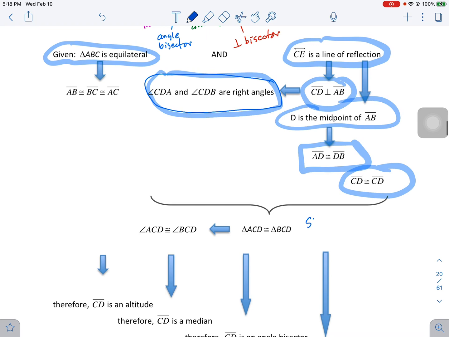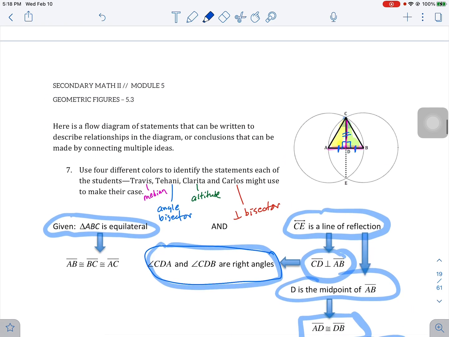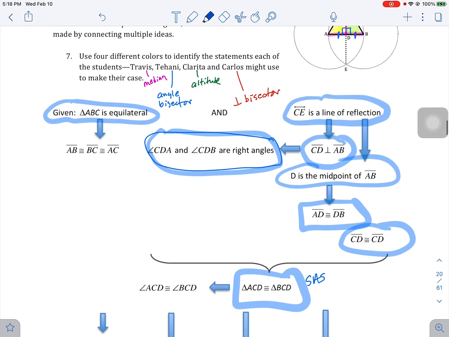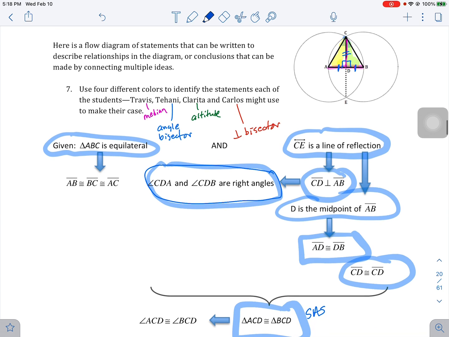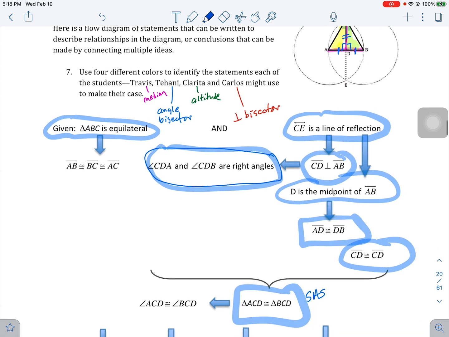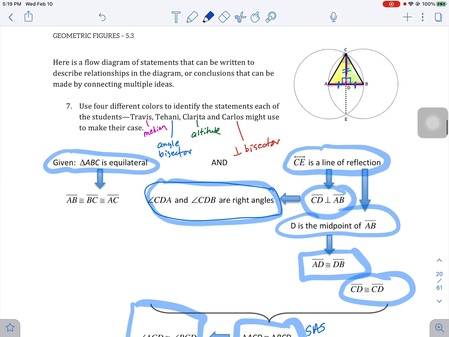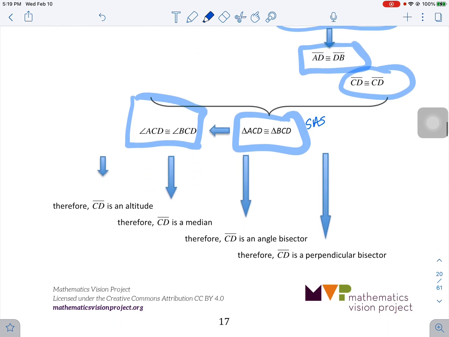And side-angle-side is enough to say that these two triangles, the yellow and the green triangle, are congruent, which is great news. If those two triangles are congruent, that means all corresponding angles are congruent, including, drum roll, ACD and BCD. So we have done it. We have shown that those two angles must be congruent. And so, therefore, CD is an angle bisector.